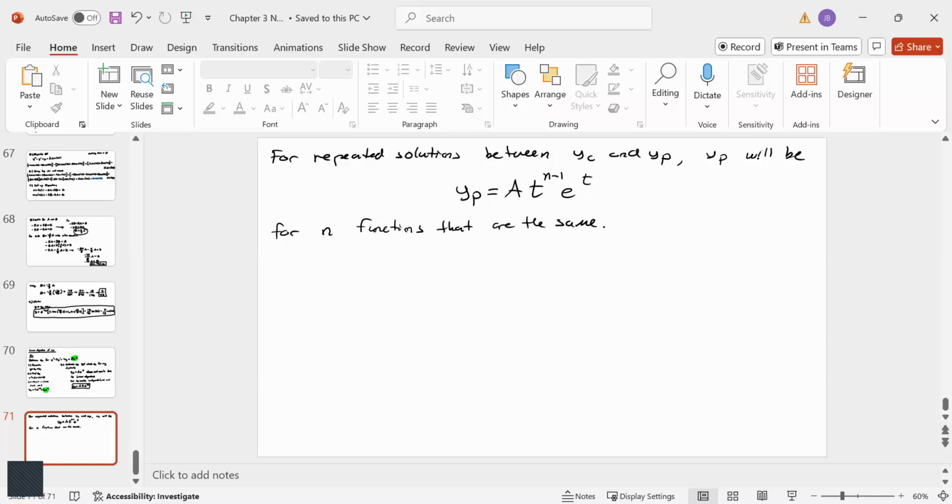So let's practice an example, seeing this in action where it's more than one. Example: find yp for y double prime minus 2y prime plus y equals e to the t. Step one, formula.